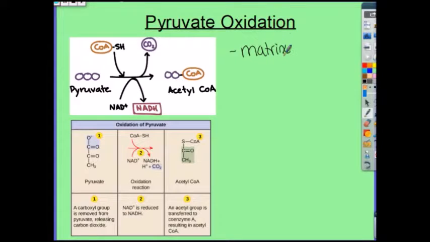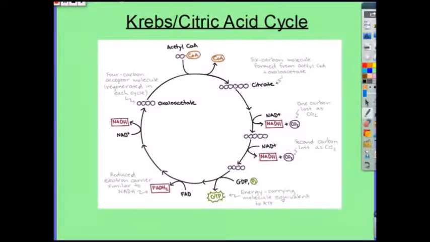The next step is the pyruvate oxidation. This happens in the matrix. During this phase, you convert pyruvate into acetyl-CoA, which is a 2-carbon compound attached to coenzyme A. A carboxyl group is removed, causing the release of carbon dioxide, and this causes NAD plus to be reduced into NADH. The acetyl group is attached to coenzyme A, which creates acetyl-CoA.